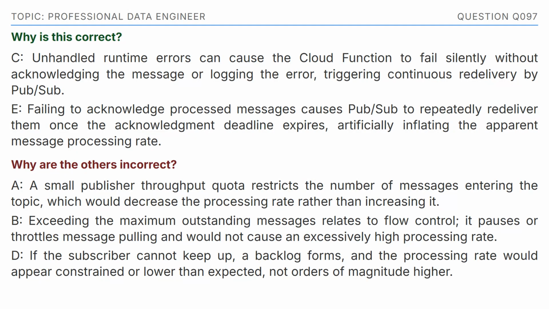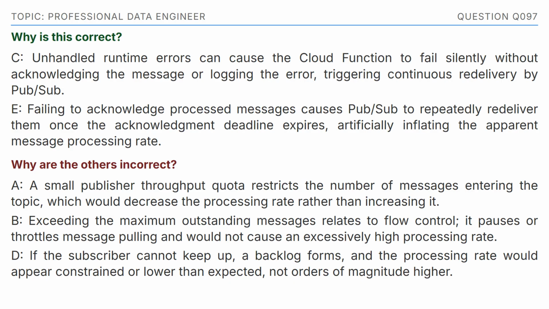C. Unhandled runtime errors can cause the cloud function to fail silently without acknowledging the message or logging the error, triggering continuous redelivery by Pub/Sub. E. Failing to acknowledge processed messages causes Pub/Sub to repeatedly redeliver them once the acknowledgement deadline expires, artificially inflating the apparent message processing rate. Why are the others incorrect?